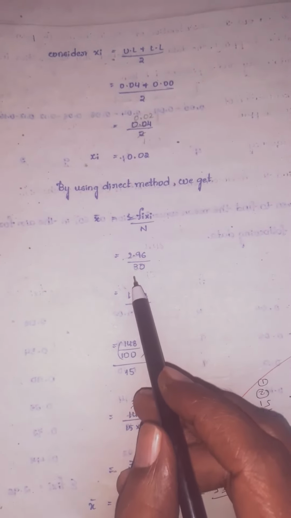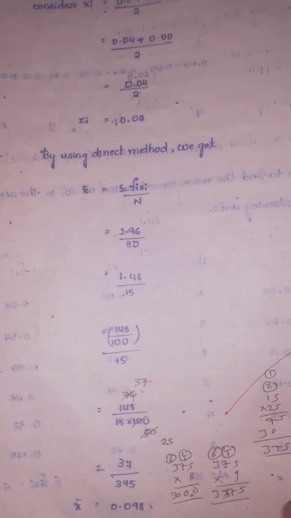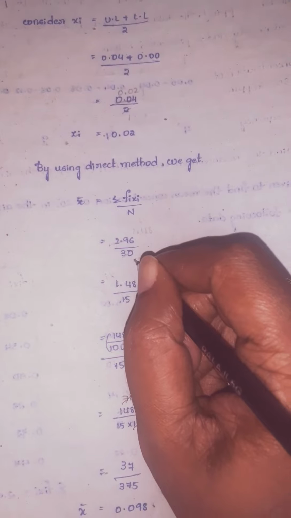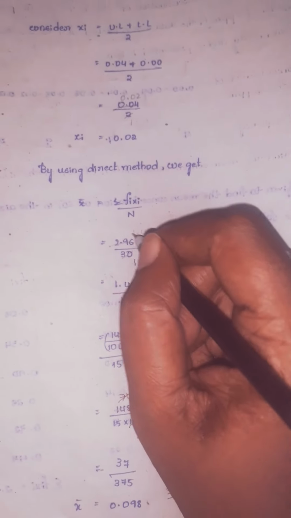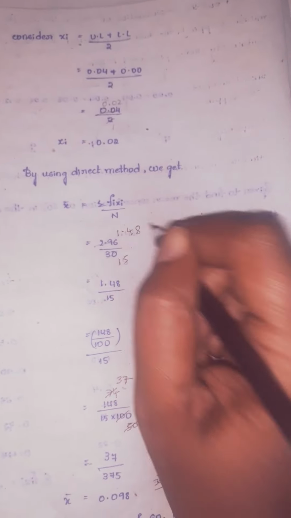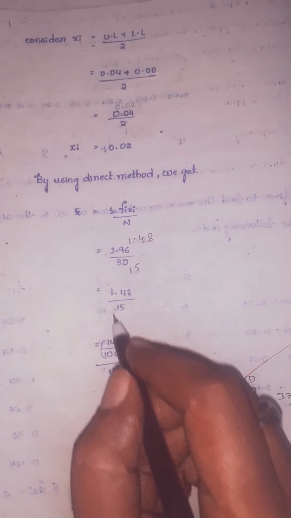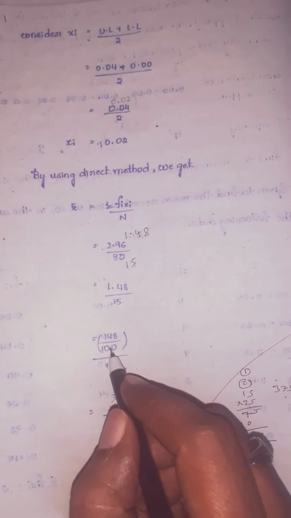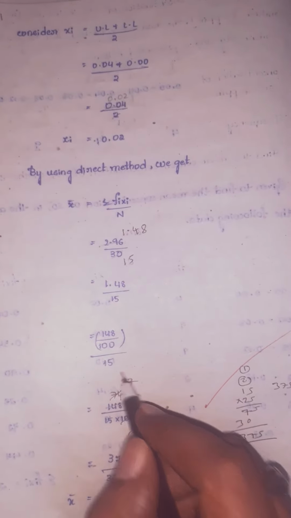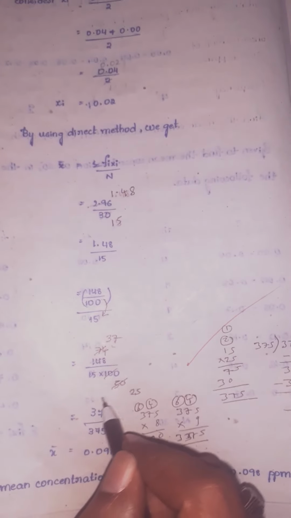So sigma fi xi, how much did you get, children? 2.96 by n, the value we got is 30. So do the cancellation with the two table, children. 2 fifteens are 30, 2 ones are 2, 2 fours are 8, 2 eights are 16. So 1.48 by 15, children. This can be written, with the point after two decimals, as 148 by 100 by 15. So bring this 100 down, children. It will become like this.